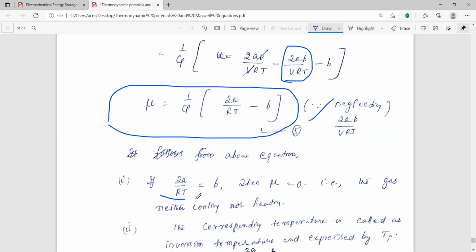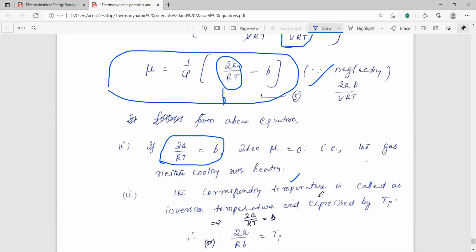If 2a/RT equals b, then μ equals 1/Cp of (b minus b), that is, μ equals 0. That is, the gas is neither cooling nor heating. The corresponding temperature is called the inversion temperature and is expressed by Ti. So if this value becomes b, then μ will become 0. The temperature corresponding to this value of b is called the inversion temperature.